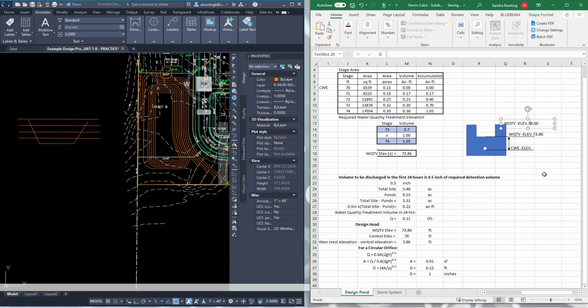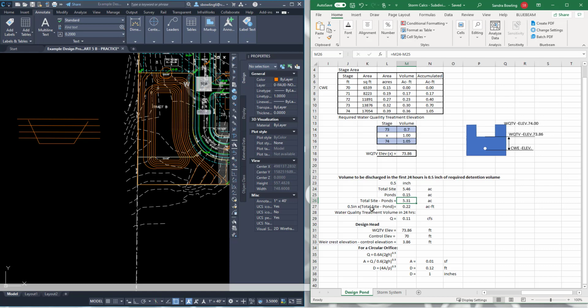All right. From there, we have to figure out what size hole or what size orifice we need to create in there, okay? The rule is that within the first 24 hours, only a half inch is required. The discharge in the first 24 hours is only a half inch of the required detention volume. So the total site is 5.46, and the pond is 0.15. So the total site minus the pond, and this is a formula from South Florida Water Management District, is 5.31.